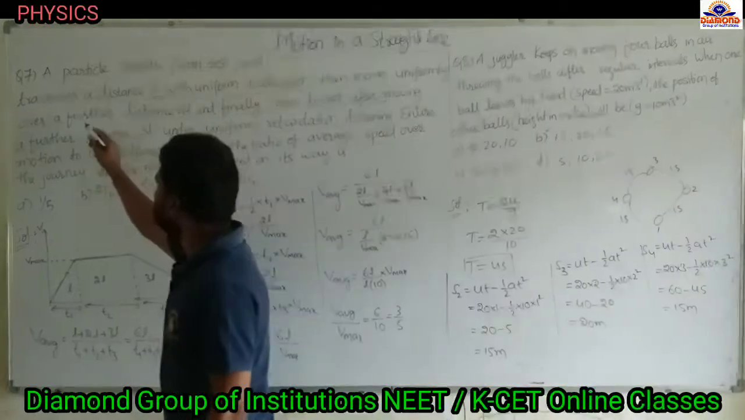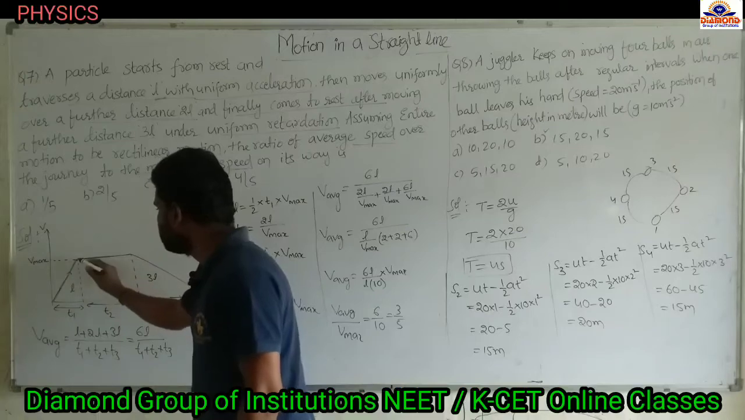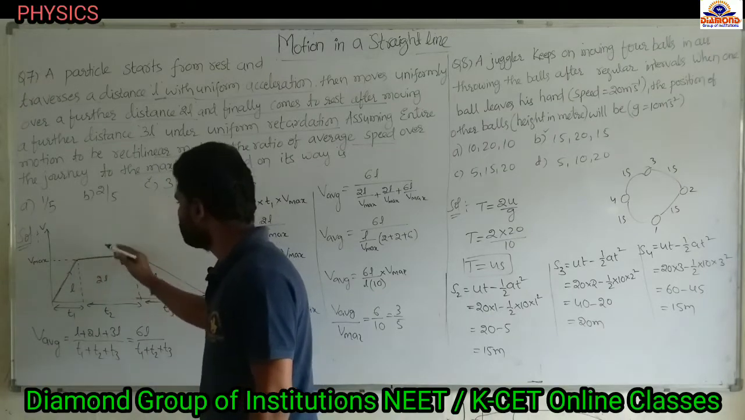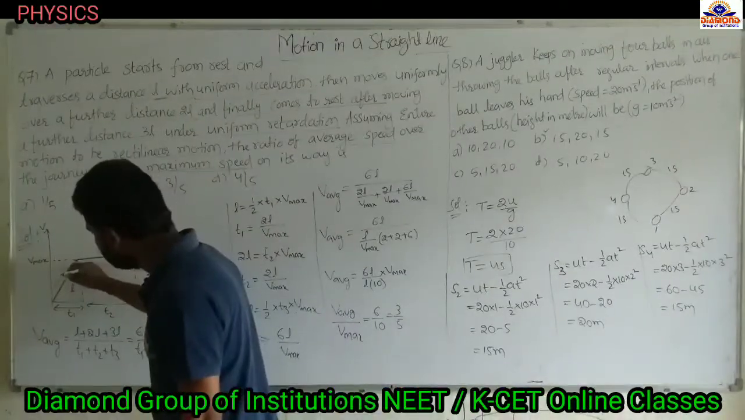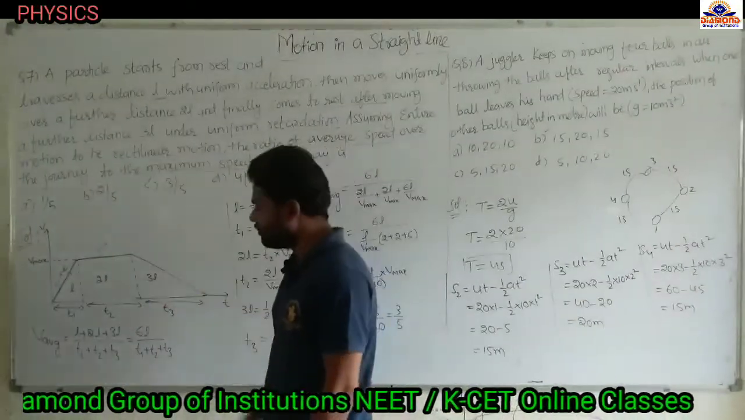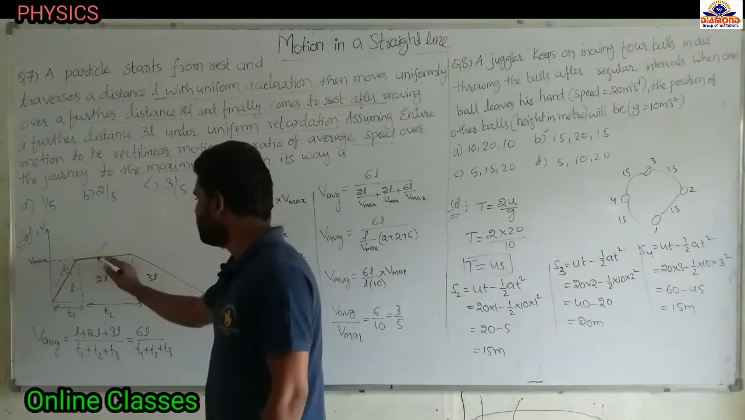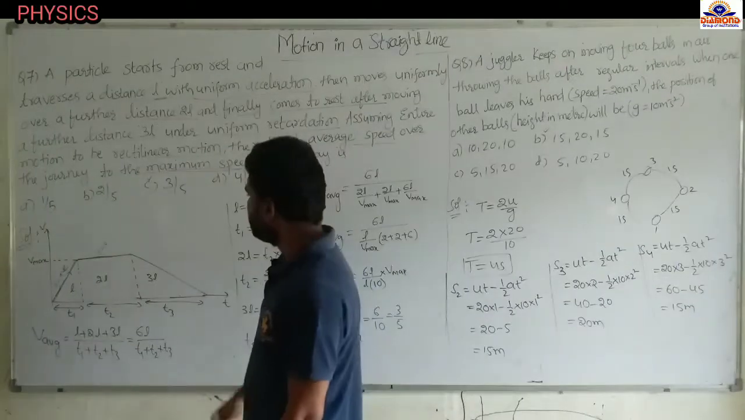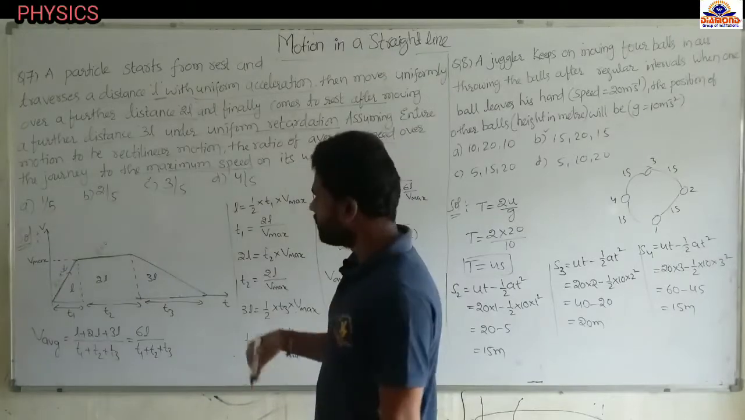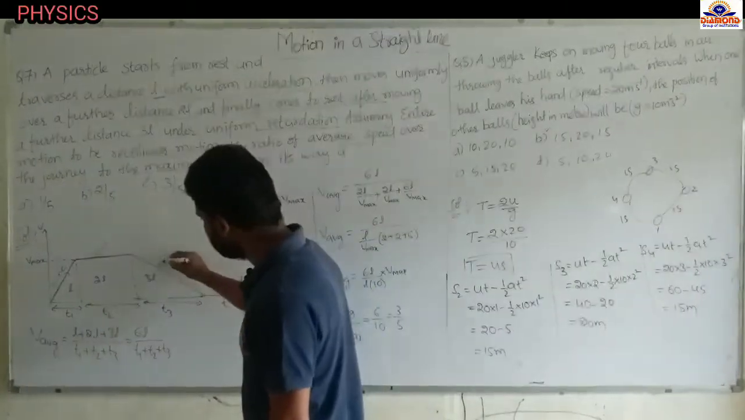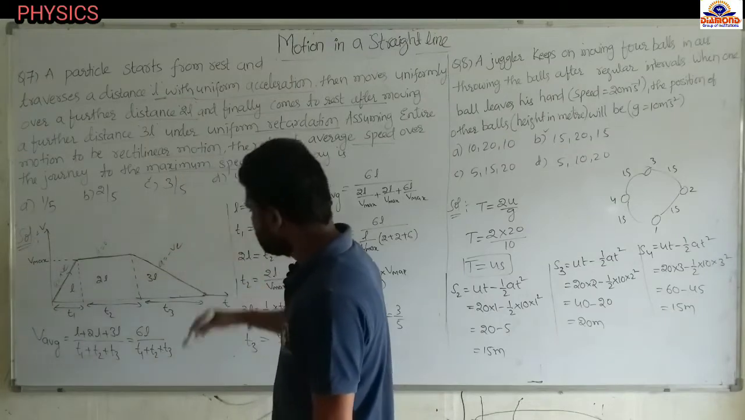After covering the L distance, then it moves uniformly. Here it was uniform acceleration, but now it is uniform motion, so in this case acceleration equals 0. It moves with a constant velocity and covers the 2L distance. Next, after covering the 2L distance, it is retarding and coming to rest. So here acceleration is negative, retarding and covering the 3L distance and coming to the rest position.